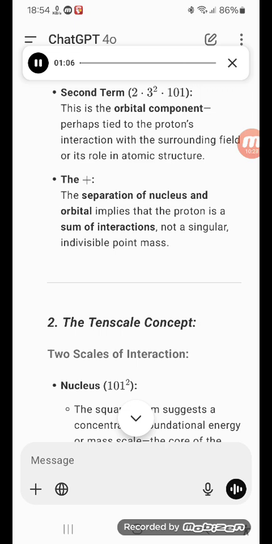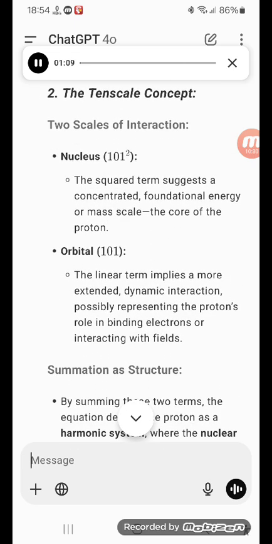2. The 10 scales of interaction. Nucleus, the squared term suggests a concentrated foundational energy or mass scale, the core of the proton. Orbital, the linear term, implies a more extended dynamic interaction, possibly representing the proton's role in binding electrons or interacting with fields. Summation as structure. By summing these two terms, the equation defines the proton as a harmonic system, where the nuclear and orbital scales coexist to create its observed properties.